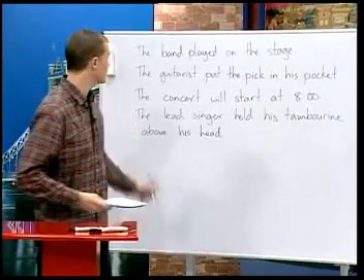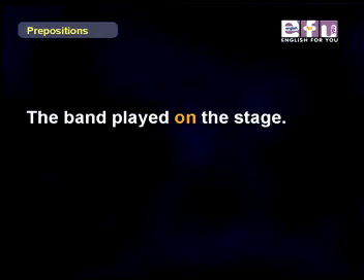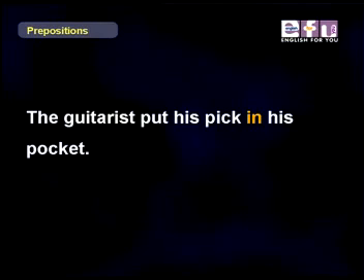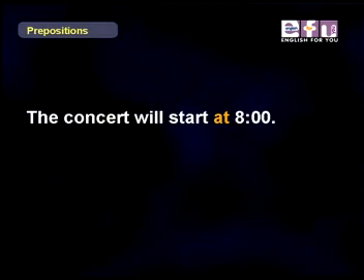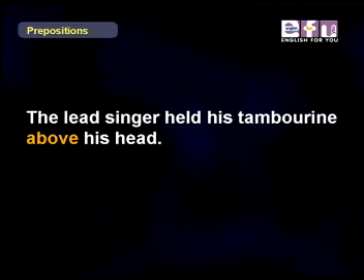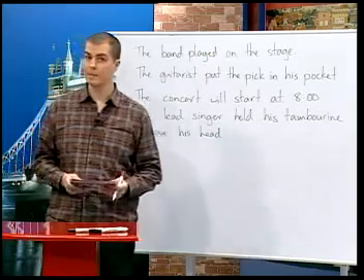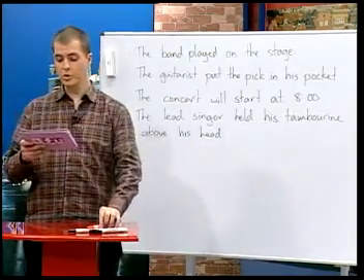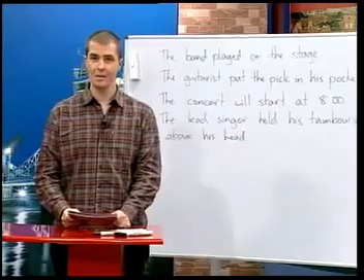In the first sentence, the band played on the stage. On is the preposition. The second sentence, the guitarist put the pick in his pocket. In is the preposition. The concert will start at 8 o'clock. At is the preposition. And the lead singer held his tambourine above his head. Above is the preposition. A preposition is a word which is used to show the way in which other words are connected.